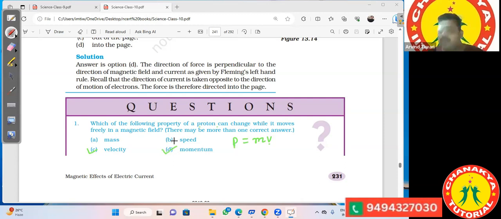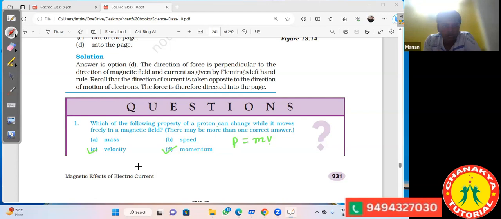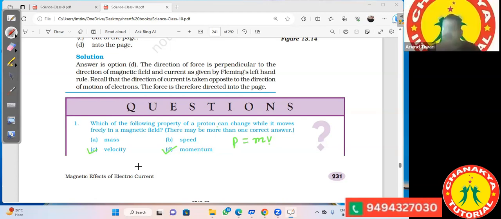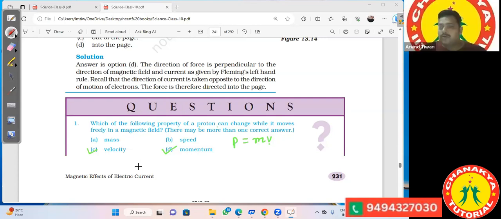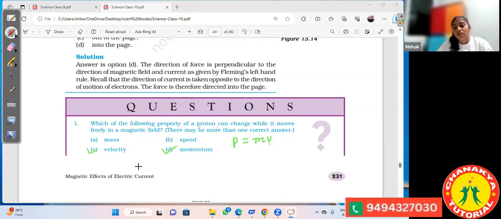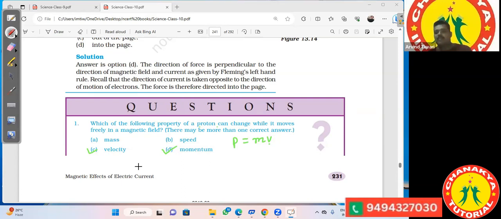What about speed? Will the speed change or not? No, sir. Why will the speed not change? Sir, when the force is applied, there will be a change in velocity, not speed. So how is it possible then that velocity is changing and speed is not changing, and there is force also? Then maybe the speed is constant. So how is the velocity changing then?